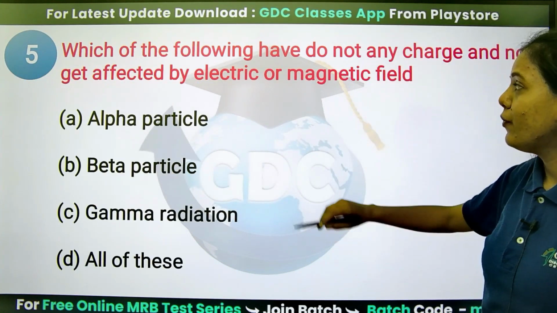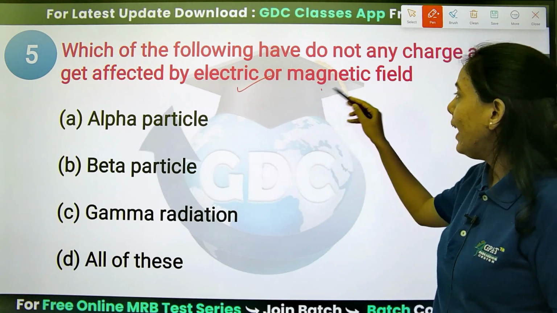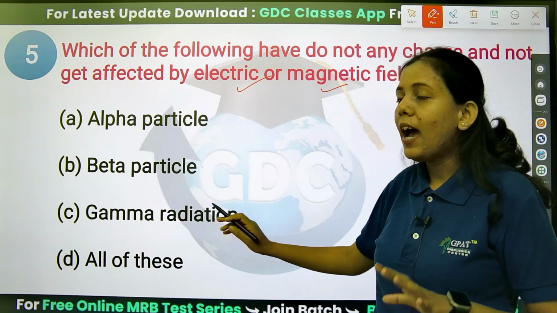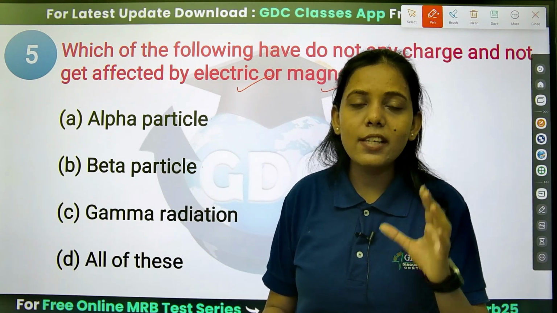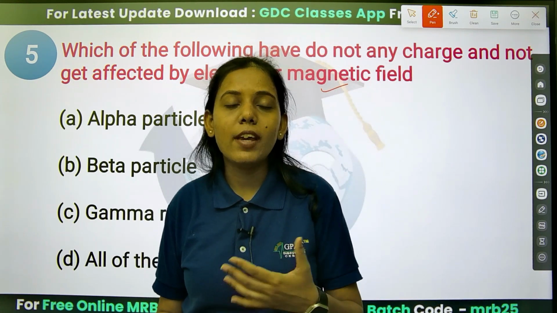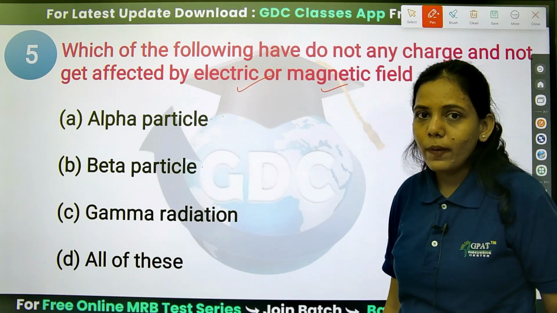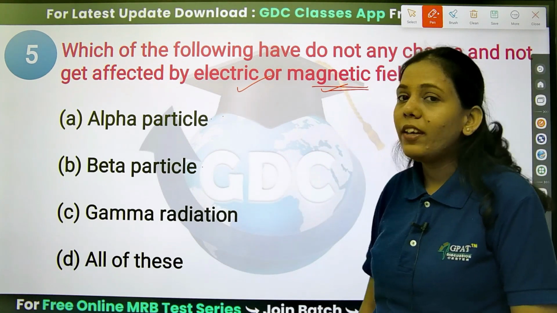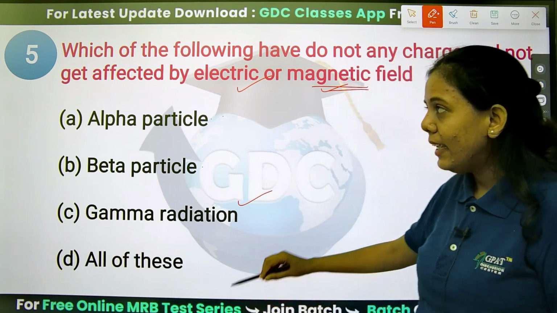The next question is, which of the following do not have any charge and not get affected by electric or magnetic field? So basically there are alpha particles, beta and gamma radiation, but they already have differences in the properties in terms of their charge, in terms of their ionizing properties. So basically alpha, beta, they are having ionizing power, but they are asking which does not get affected by electric or the magnetic field, that is nothing but the gamma radiation. So option C is the right answer.